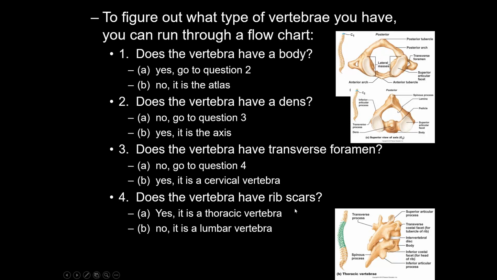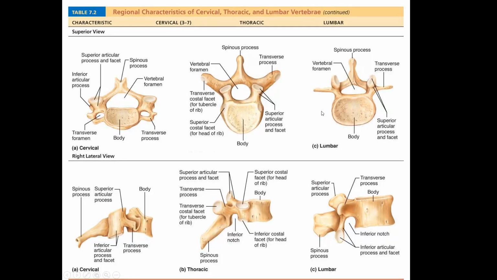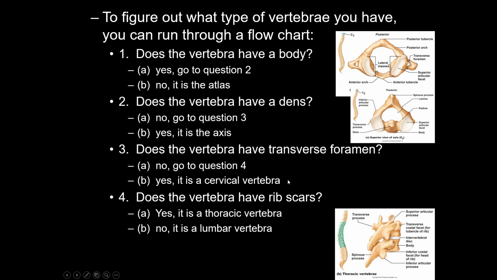The last question asks you, does the vertebra have rib scars? So rib scars can be found in a couple of different places, towards the anterior side of the body or towards the outside lateral edge of the transverse process. The rib scars are the places where ribs were actually attached, and ribs are only attached to the thoracic vertebrae. So if you have a vertebra sitting on a table and it has a rib scar, it has to be a thoracic vertebra. If you have answered no to all of the other questions, by default you have a lumbar vertebra. And so ask yourself those questions and it will get you to the right answer 100% of the time.